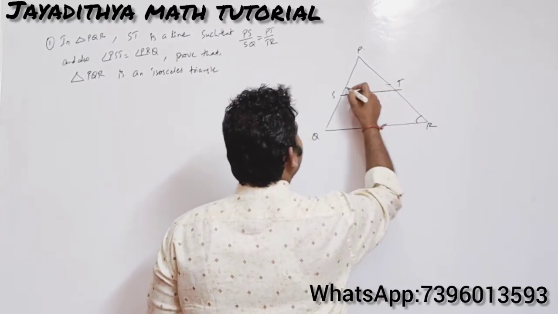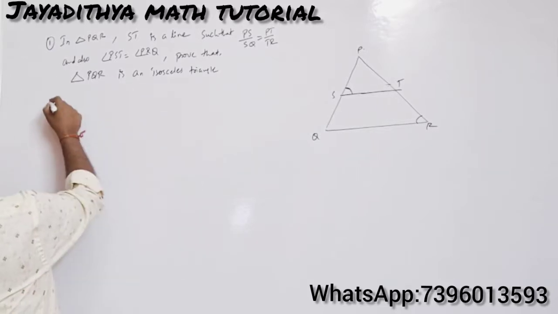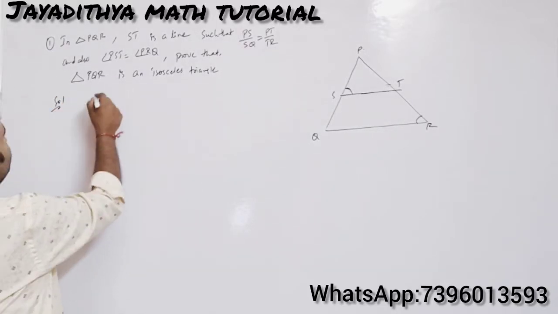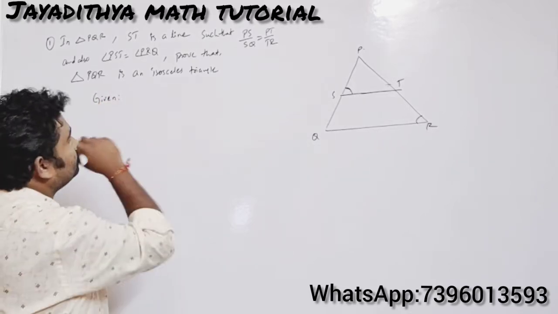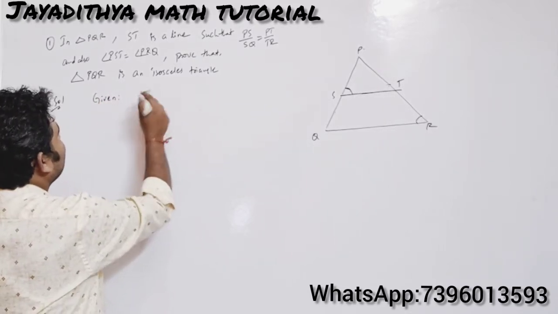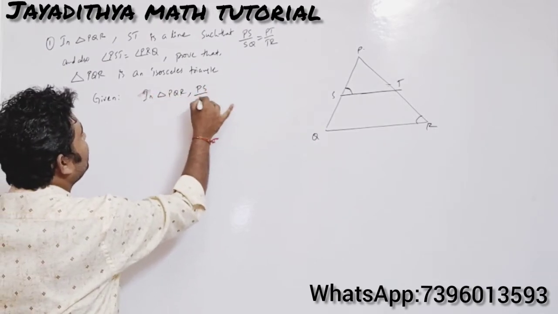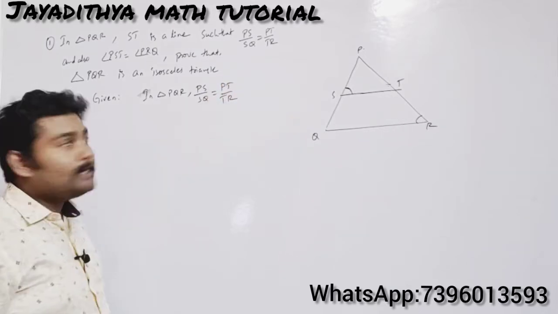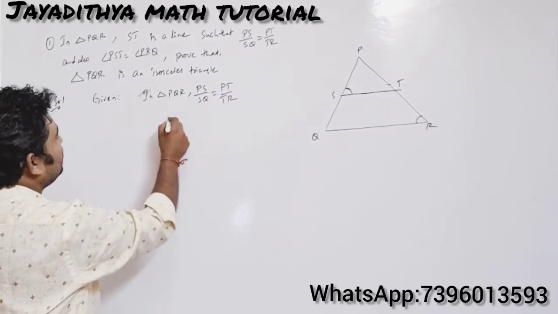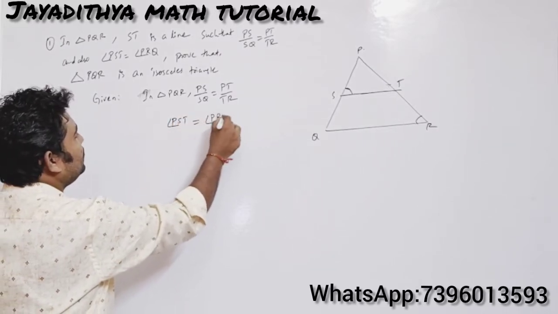So this problem is very simple. Okay, so let us go to the problem directly. What is the given data here? First write the given data. So the given data is in triangle PQR, PS by SQ is equals to PT by TR. Okay, that is the given data. And also what is the other one he has given for us? That is angle PST is equals to angle PRQ.